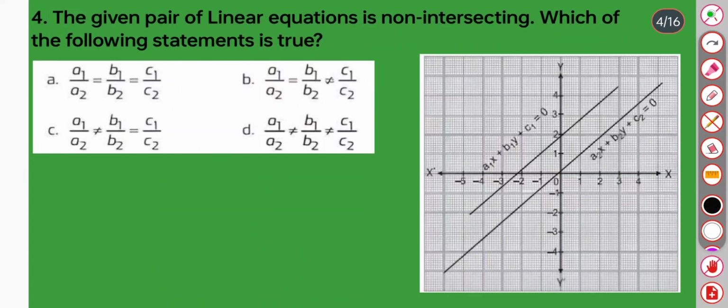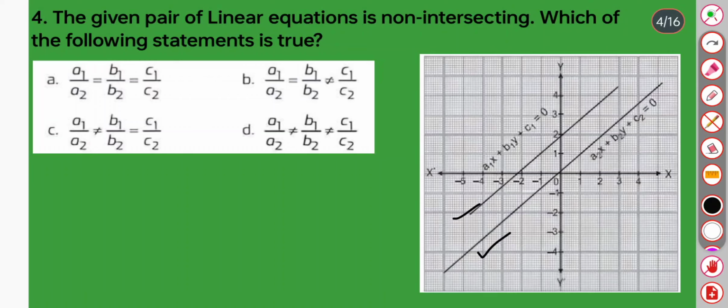Okay, let's move to question number 4. In question number 4, you see the given pair of linear equations is non-intersecting. Which of the following statements is true? So a graph is given. If you observe the graph, two lines are given. First is this line and second is this line. Both lines are parallel to each other.